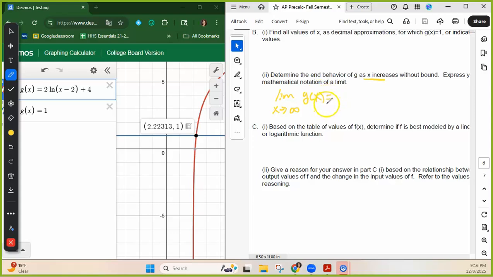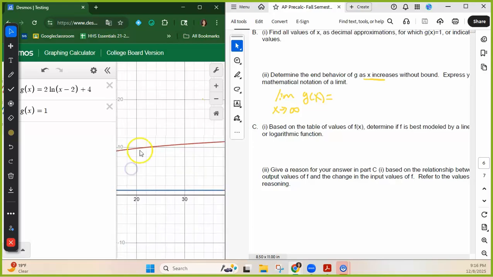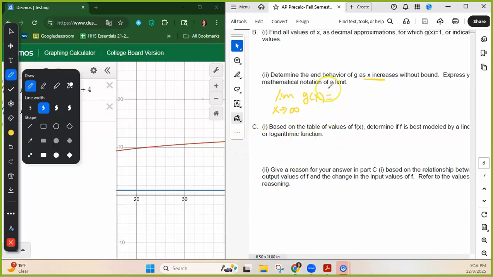now you're going to tell me where y is going. I'm going to zoom out, zoom out, zoom out. As you go to the right, what y value is it going to? I know it looks like it's getting less steep, but really it's going to keep going up, up, up, up, up. So it's going to go all the way to positive infinity.